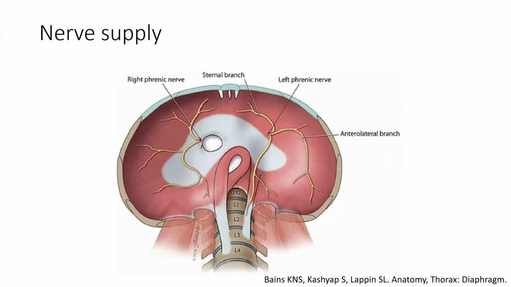Coming to the nerve supply, the right phrenic nerve enters the diaphragm at the central tendon just lateral to the opening of the inferior vena cava, and the left phrenic nerve pierces the superior surface of the muscular portion of the diaphragm just lateral to the left border of the heart. The peripheral portions of the pleura and peritoneum have independent sensory innervation that arises from the 7th to 12th intercostal nerves.